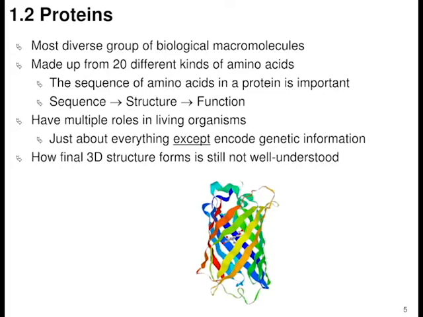So a linear chain of amino acids will fold to give us a 3D component, and we look at the types of structures: primary, secondary, tertiary, and quaternary structure. Proteins are found in just about everything, except that they do not encode genetic information. That one is on a nucleic acid basis. How the final 3D structure forms is still not well understood, but they propose there are some interactions that are responsible for the folding mechanism.